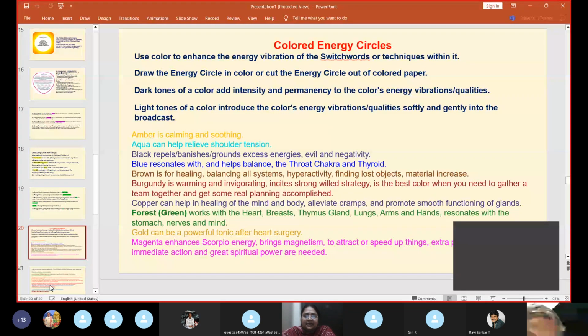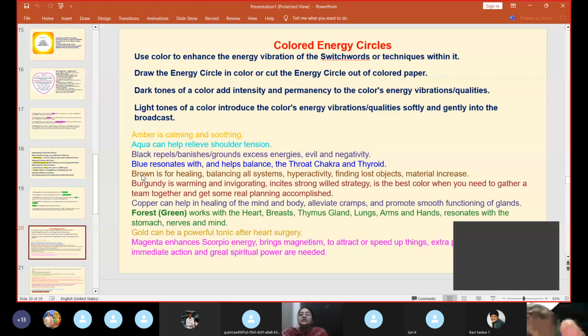Moving on to the next color, brown. Brown color balances all the systems and also your hyperactivity. We all usually come across people or children who are hyperactive. So if we use brown colored ECs for them, their hyperactivity would certainly reduce.